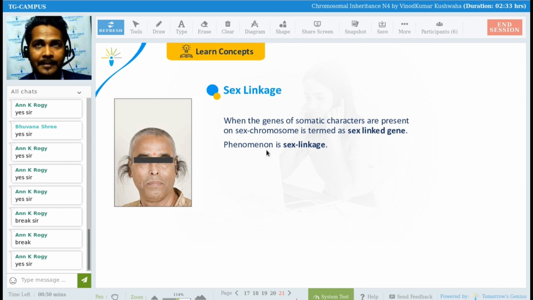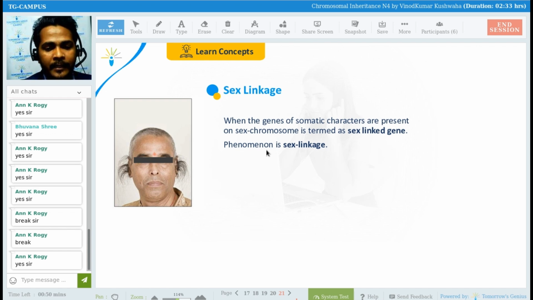Yes and no, because XX and XY determine the sex of the offspring, right? So they carry the genetic information for sex determination. But some genes are also for somatic characters. That means not all of these chromosomes are for sex determination. Few of them are responsible for somatic characters.